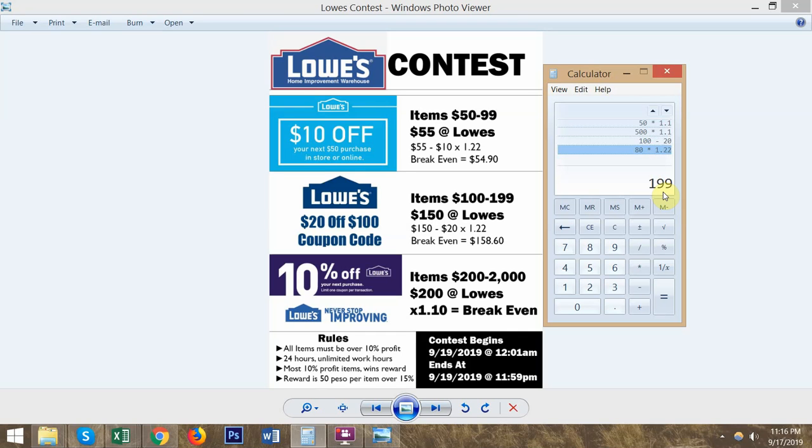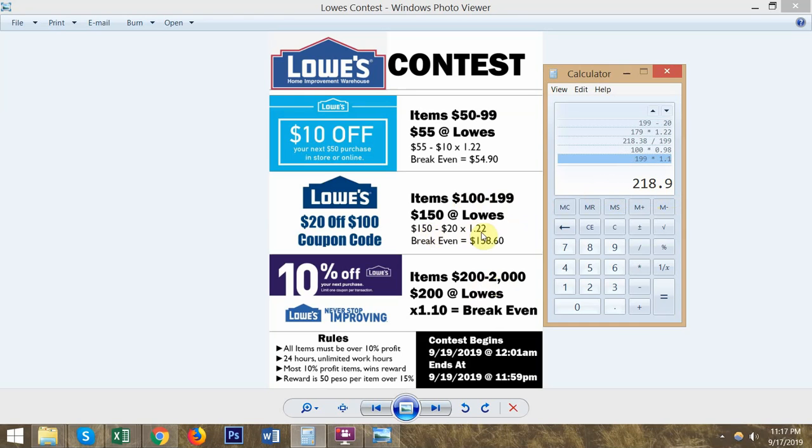What if the item was $199? Well, 199 minus 20 times 1.22 would be 218. Now 218 divided by 199 is basically 1.1, which is this same equation. So if it's $100, the equation would be 100 times 0.98, which would be $98. But if it's $199, it would be 199 times 1.1. So that's more confusing.